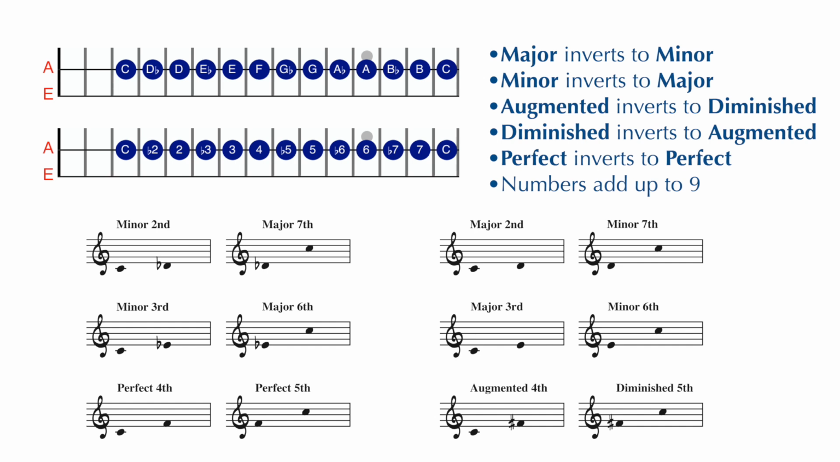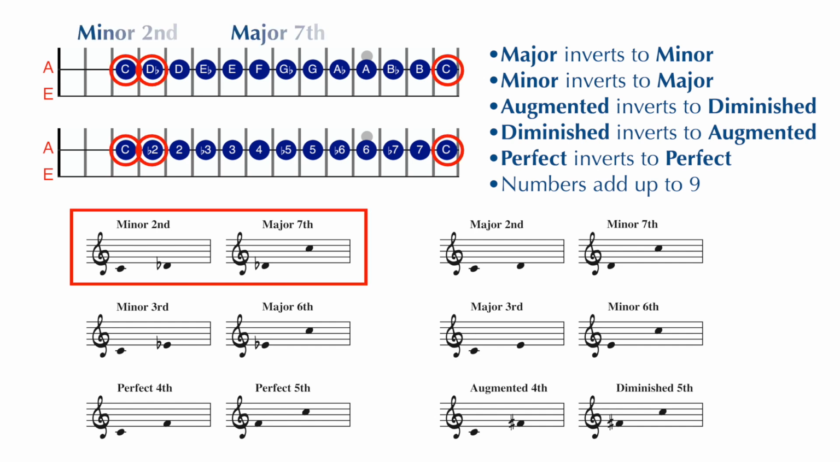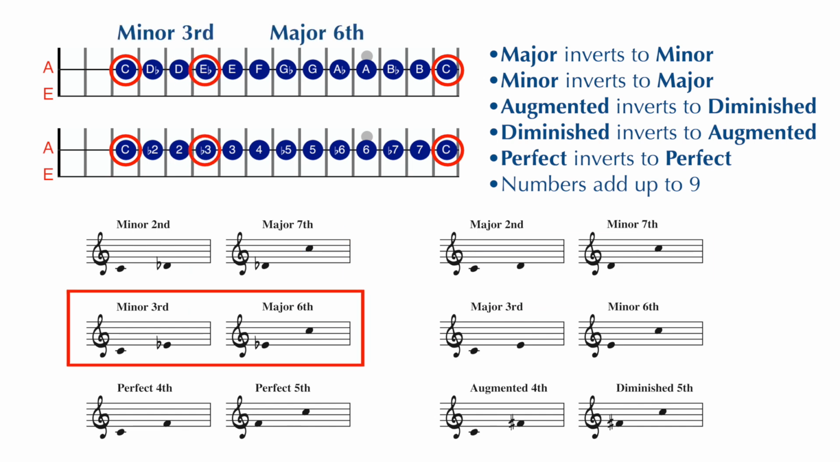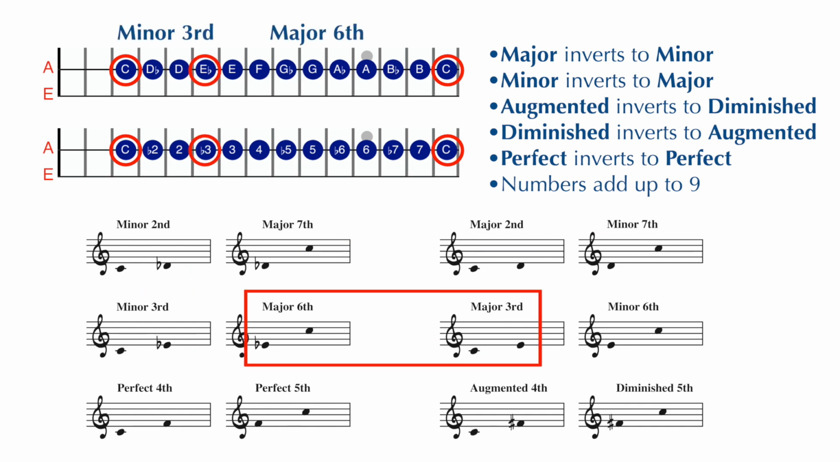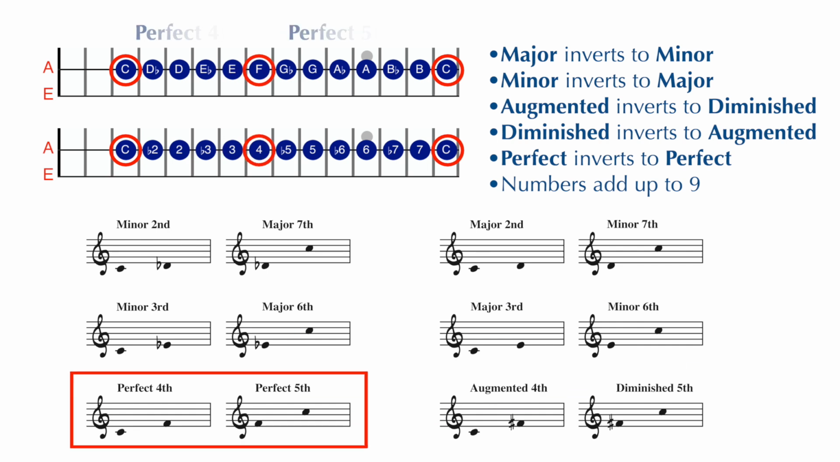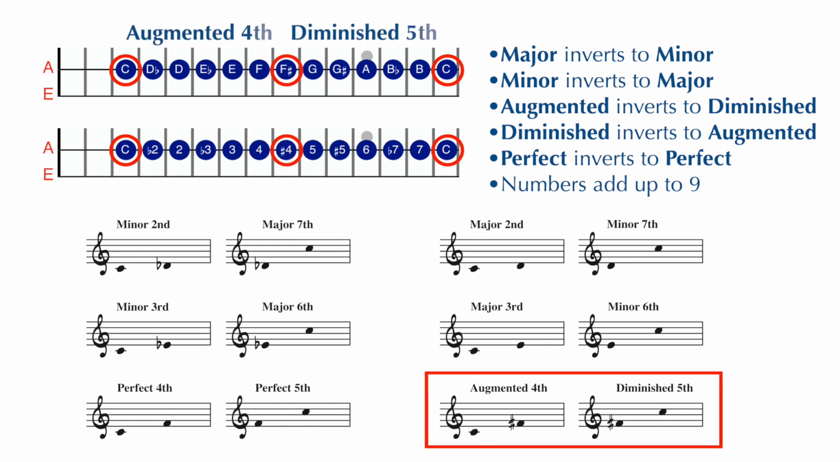So keeping this in mind and the number 9, a minor second inverts to a major seventh and vice versa. Major second always inverts to a minor seventh, and vice versa. Minor third and major sixth are inversions of each other, and major third and minor sixth are inversions of each other. A perfect fourth always inverts to a perfect fifth and vice versa, and the augmented fourth and diminished fifth are inversions of each other.